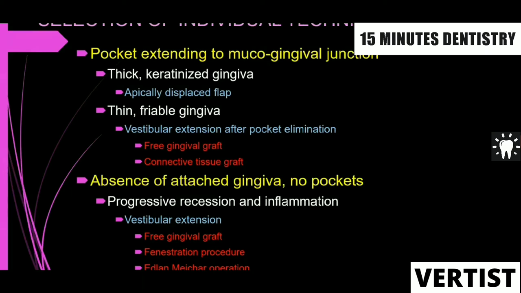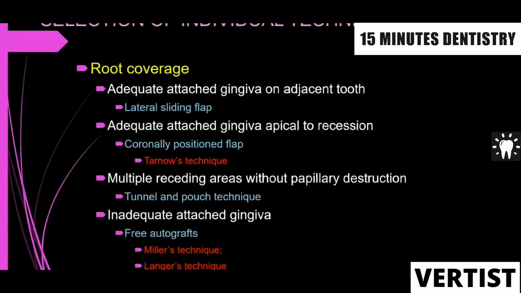So if there is thick keratinized gingiva, you can go for an apically displaced flap. If there is a thin friable gingiva, you can go for vestibular extension by doing a free gingival graft and connective tissue graft. Whereas where there is absence of attached gingiva, no pockets, but there is progressive recession and inflammation, you will go for the vestibular extension, which can be achieved by free gingival graft, fenestration procedure, and enlargement operation. The root coverage can be achieved whenever there is adequate attached gingiva on the adjacent tooth.